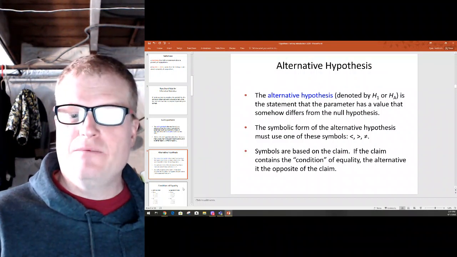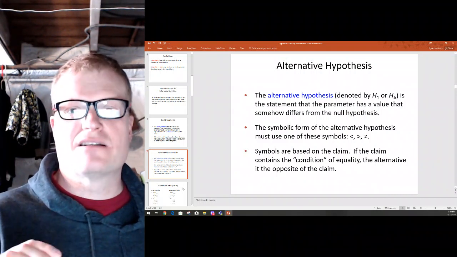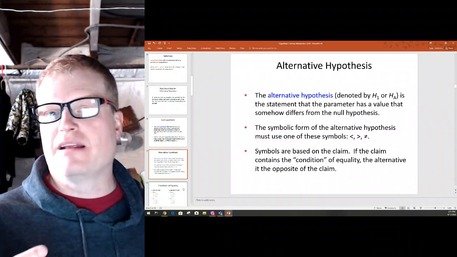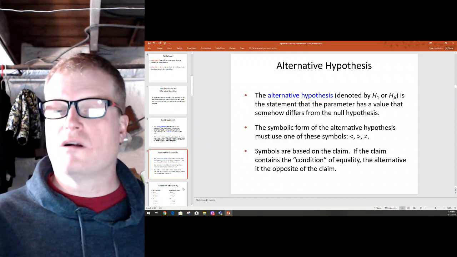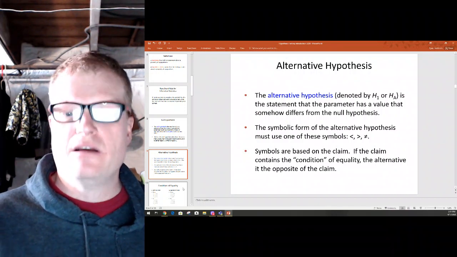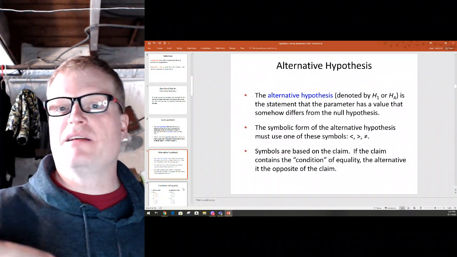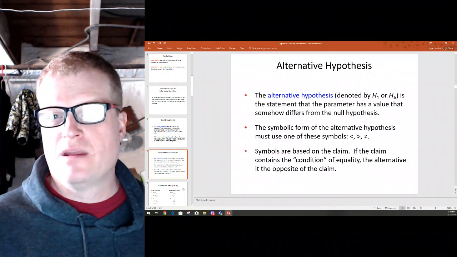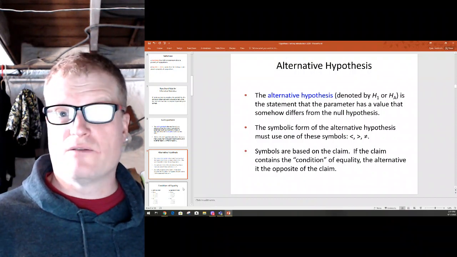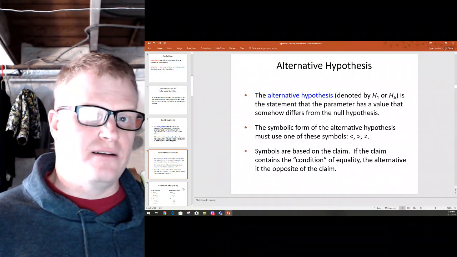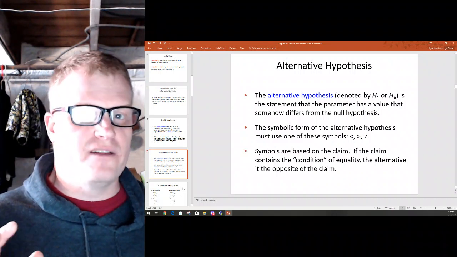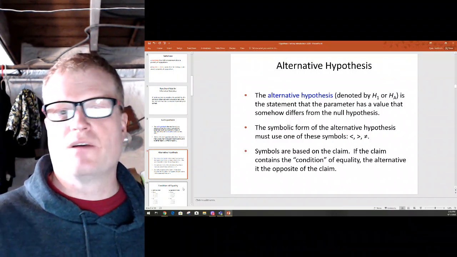If the claim has this condition of equality, meaning that the claim has an equal sign in it, meaning that the claim is equal, or less than or equal to, or greater than or equal to, then the alternative is going to be the opposite of that claim. If the claim does not have that condition of equality, where it's not equal to, strictly less than, or strictly greater than, then the alternative is going to be the same as the claim. We're going to use that same value.